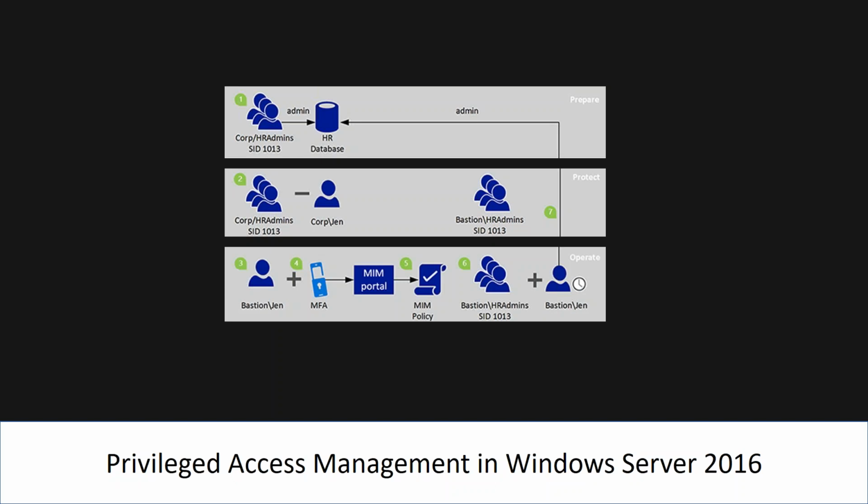So in this example, it's Microsoft Identity Manager that adds the shadow principal for the user account in the production domain to the shadow group of the production group in our bastion forest. And then that gives the user, in this case Jen, access to the HR database. But we didn't touch anything in the production domain itself. Everything was controlled like a puppet on a string, if you like, through our bastion domain.